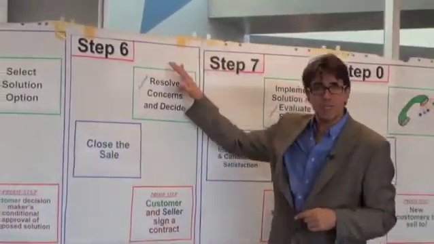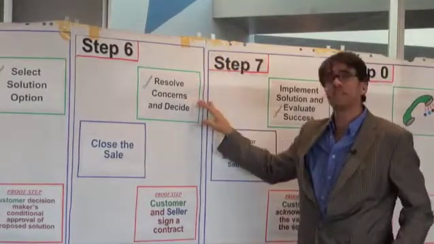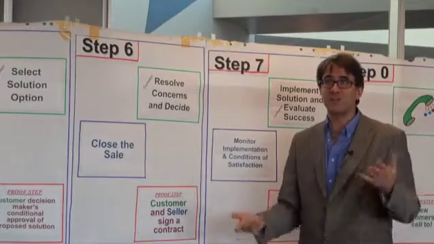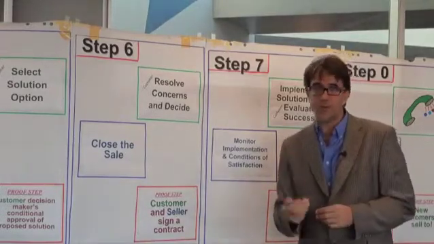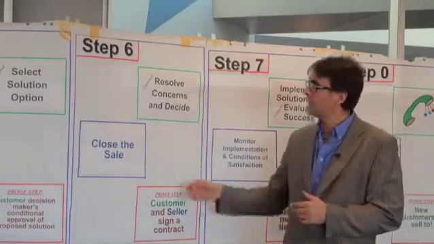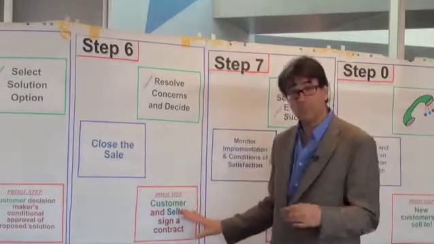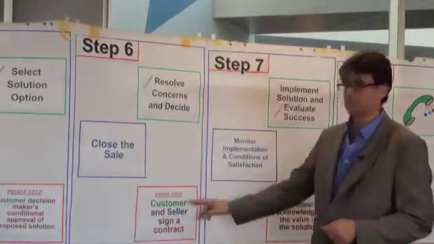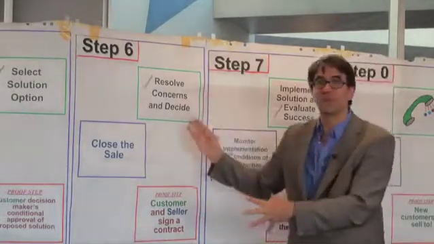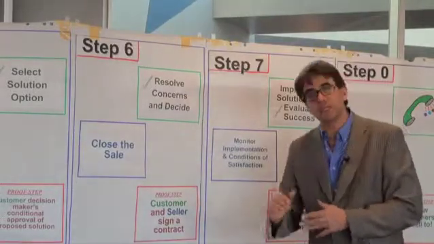So, step 6. Step 6 is where the customer resolves concerns and decides. Yeah? So step 6 is where the customer is faced with that final decision. Costs a lot of money. Do we now agree to go with this? Yeah? So the salespeople are closing the sale, and the proof step of this is quite simple. The customer and the seller sign a contract. So our target has been fulfilled, or at least the target for this opportunity, and the deal is closed.